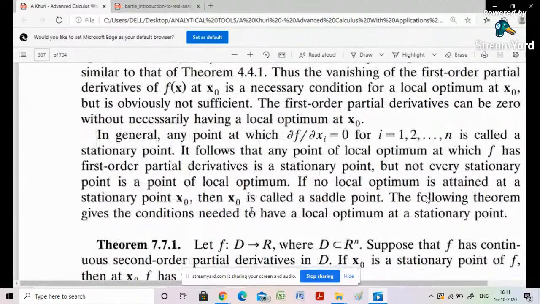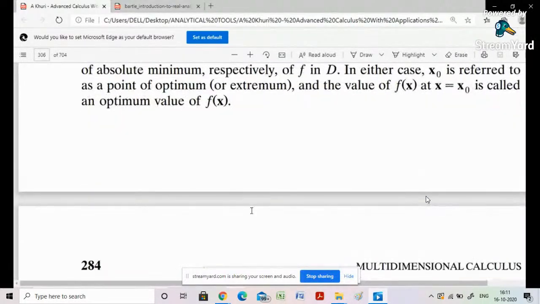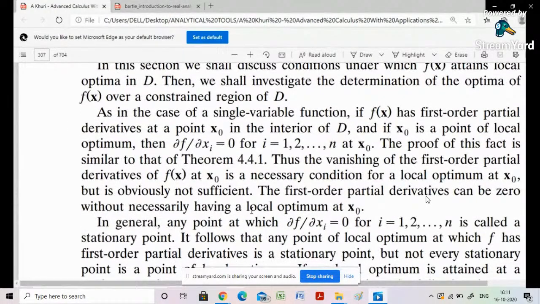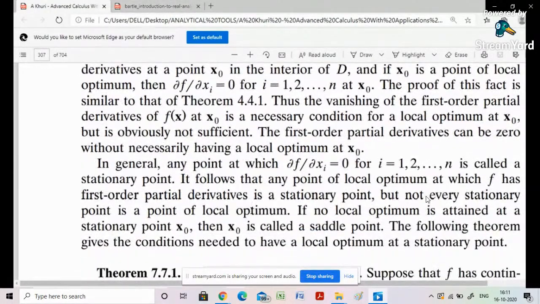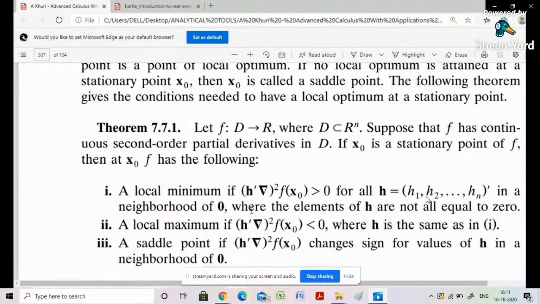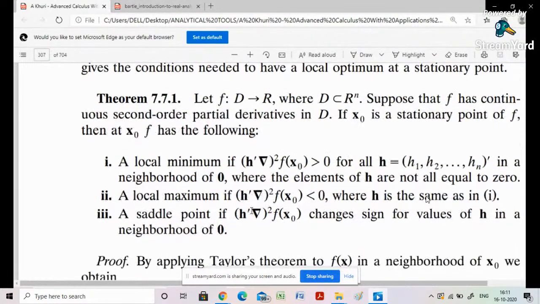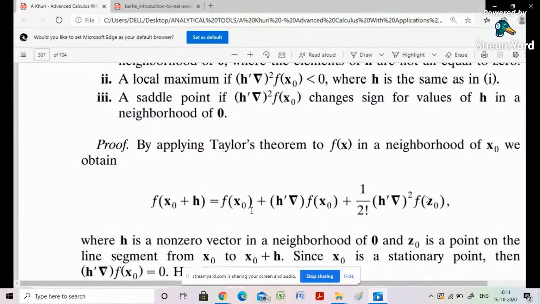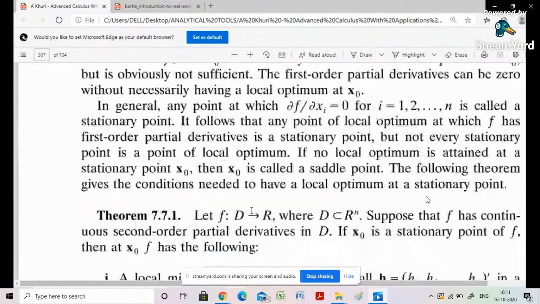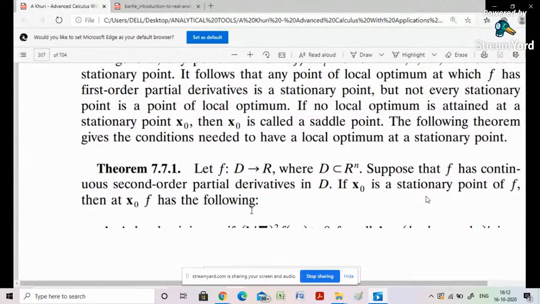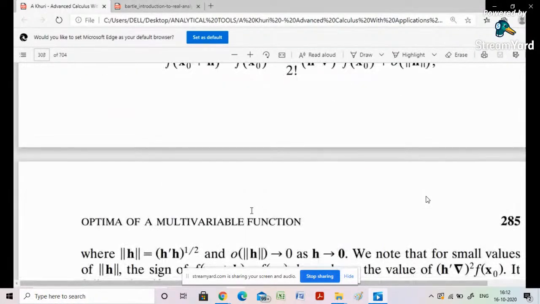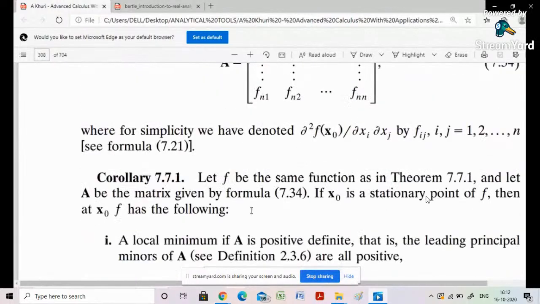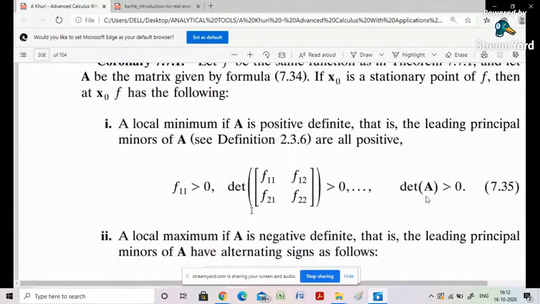We have a theorem that we will discuss in the next class, no problem. In that theorem, we will discuss the necessary and sufficient conditions for the existence of a point of maximum, point of minimum, saddle point, etc. That we will discuss in the next class, because this is a long proof, so we have to discuss it in detail. Anyway, let us stop here.